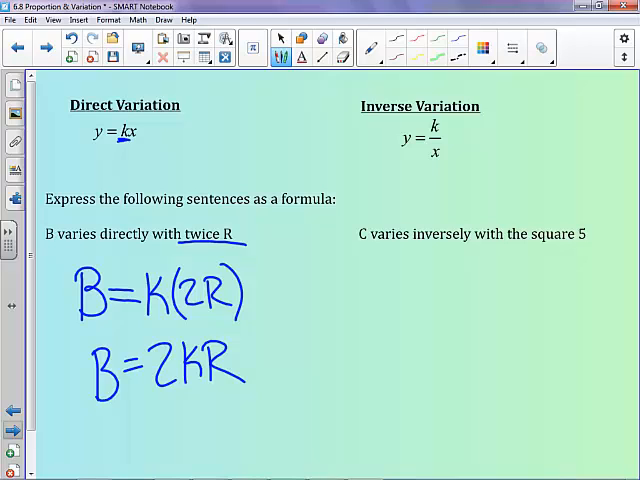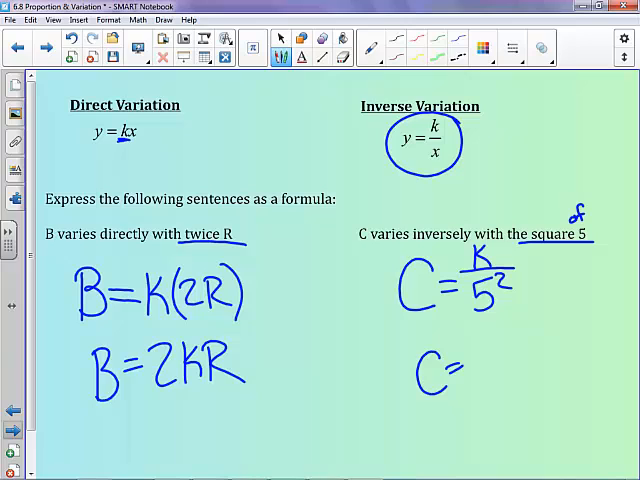Similarly, we've got inverse variation. And so now, notice we've got this fraction here. So inverse variation means we've got some constant over what it's inversely related to. So this time we'll have c varies inversely, so we'll have our constant in our numerator, with the square of 5. So of 5 squared, or 25.